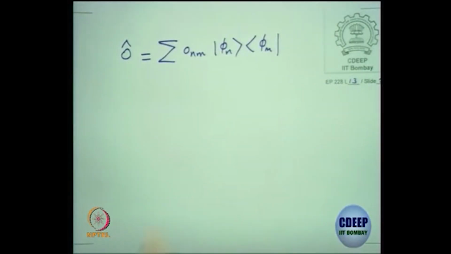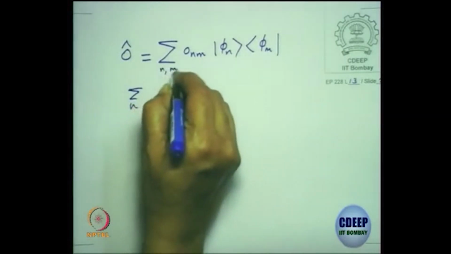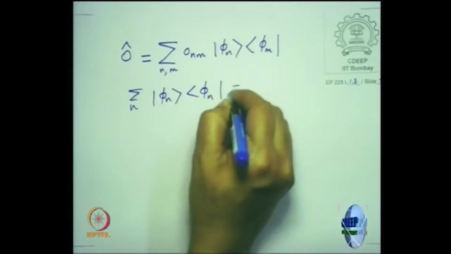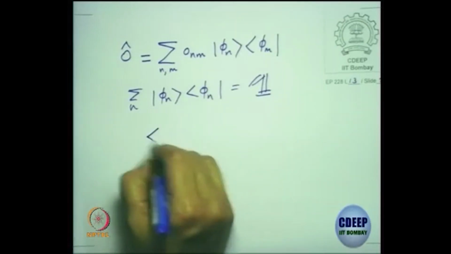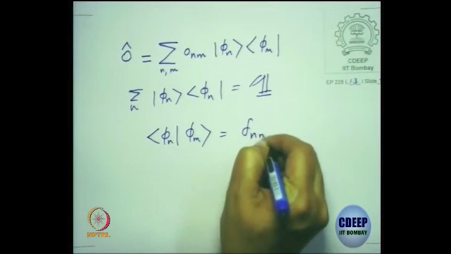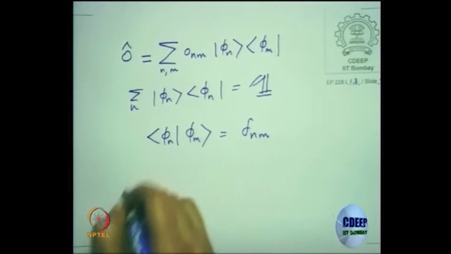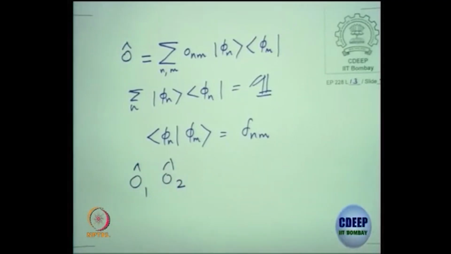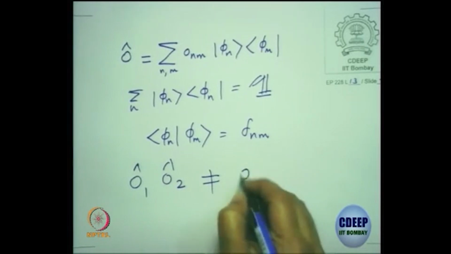What do we mean by a complete set of bases? It is the summation over n of phi_n phi_n, which is an identity operator, and for convenience we use them to be orthonormal also, giving delta nm. If you have two operators O1 and O2, then O1 O2 in general is not equal to O2 O1.